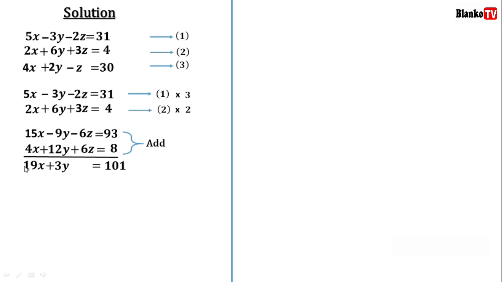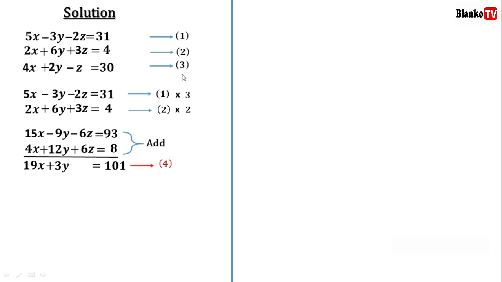15x plus 4x will give us 19x. Negative 9y plus 12y will give us 3y. Negative 6z plus 6z will be 0. That means z has been eliminated. And then 93 plus 8 will give us what? 101. I hope you are following it. Okay, so let's represent this equation as equation 4.